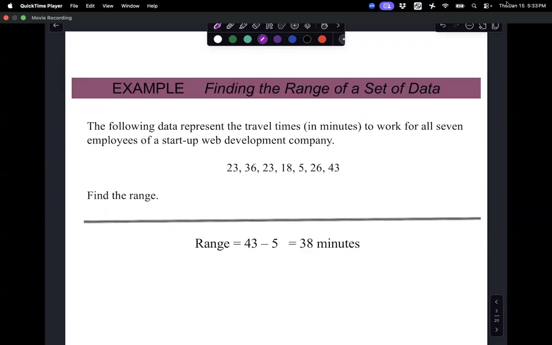So let's take, I already mathed it out for you, the travel times from our data set from last class. We're looking at the range of the travel times in minutes of the employees going to this startup web development company. Let's take the highest, which is 43, subtract the lowest, which is 5, and we have a 38-minute range. I think we've all used that math in life one time or another, saying, oh yeah, it's somewhere in this range. That's basically what we're doing.